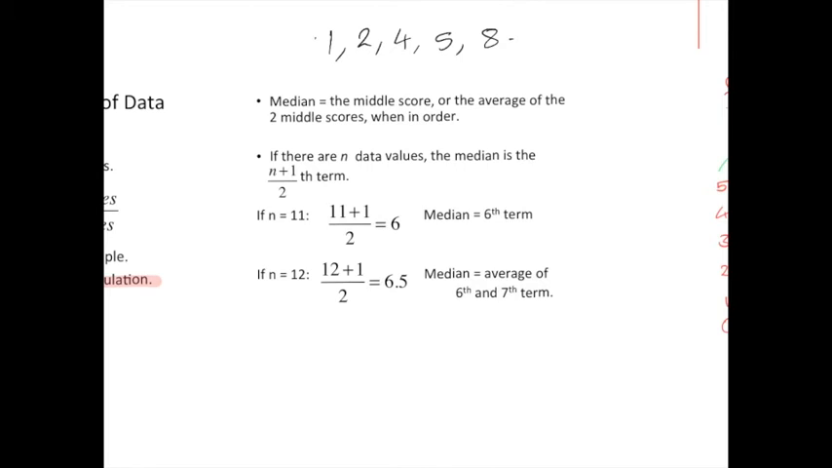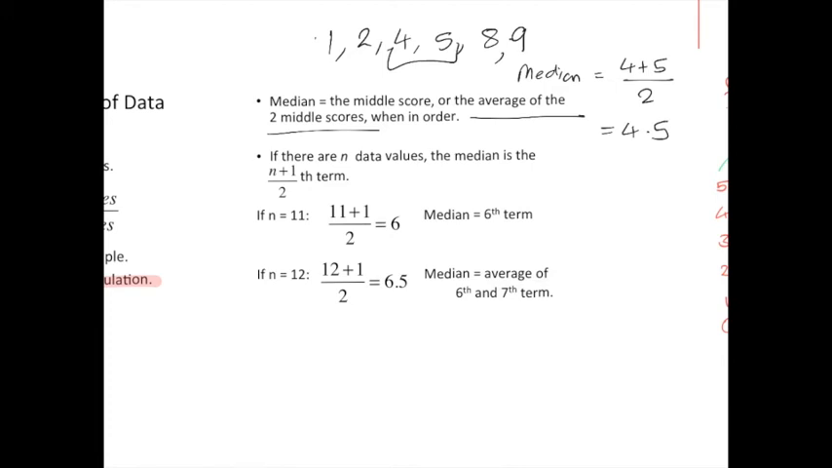But girls, look at this. If I add a 9, now there's not one middle score anymore. There's two middle scores. Does that make sense? There's these two in the middle. So now, to find the median, you would do 4 plus 5 over 2, or in other words, the average of the two middle scores, which is 4.5. So that's from last year.